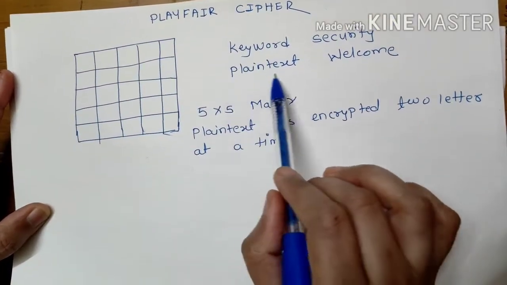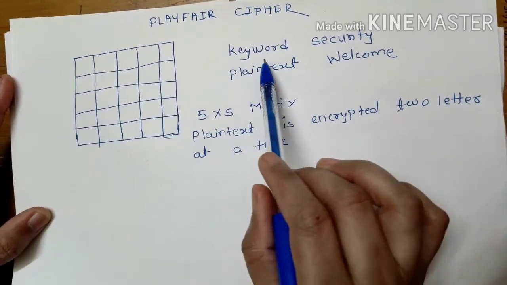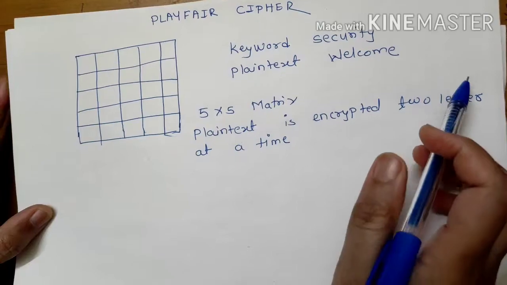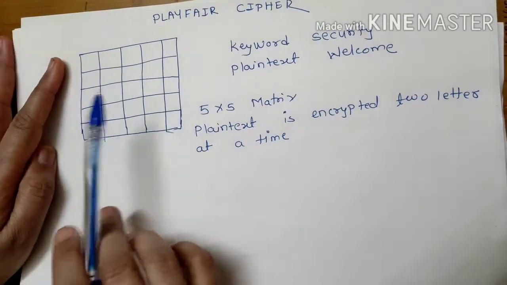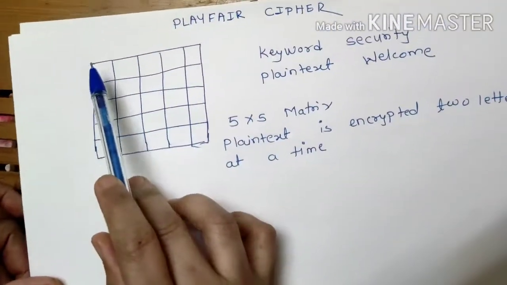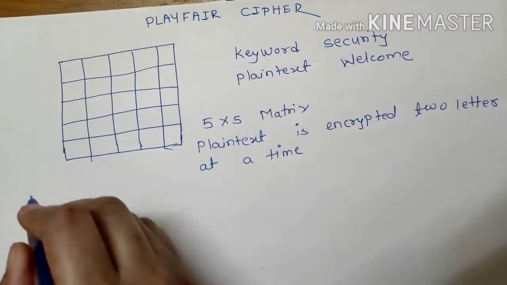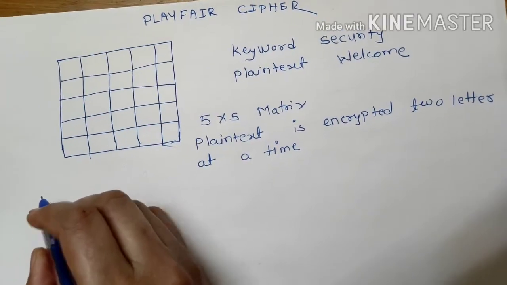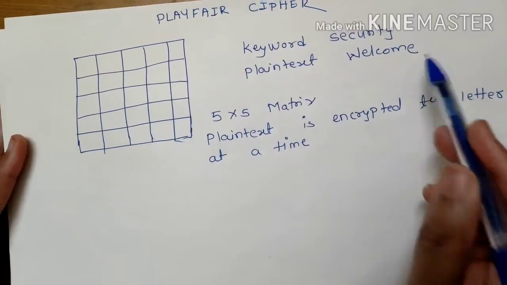Now here one example is given. Plain text is welcome and the secret key is security. So first we have to form the 5 by 5 matrix, that is 5 rows and 5 columns. The next step is to convert this plain text into pairs.